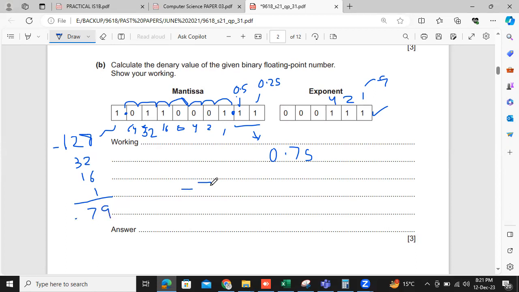So you have minus 79, and then you have plus 0.75. You will actually end up with minus 78.25. This is what you will have. I hope this is clear, how this point is actually done.